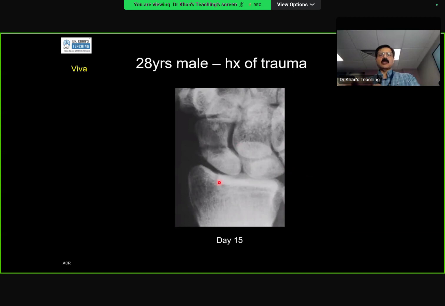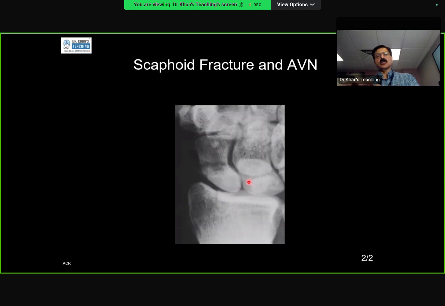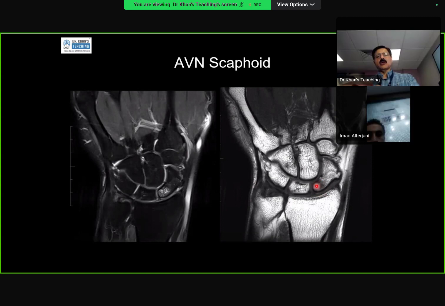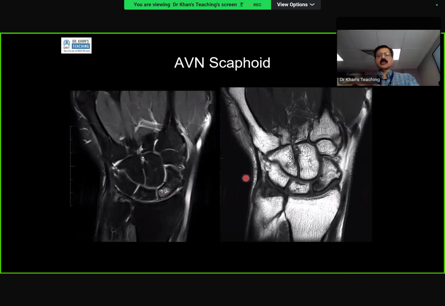Spot diagnosis, what is happening here? Scaphoid waist fracture with avascular necrosis of the proximal pole. Excellent. We have a waist fracture here, and with that there is sclerosis here, meaning avascular necrosis of the scaphoid. And this is a different case in which we can see avascular necrosis of the proximal pole, low in signal here and slightly high in signal here, of the scaphoid.